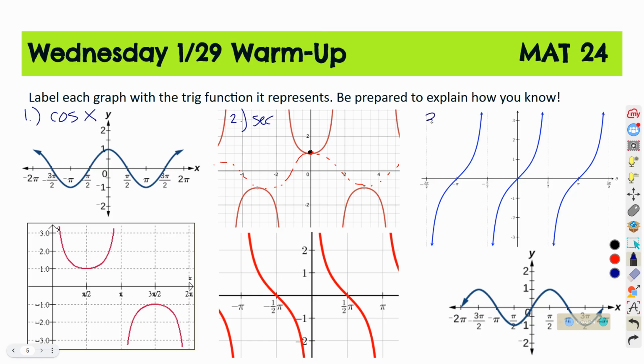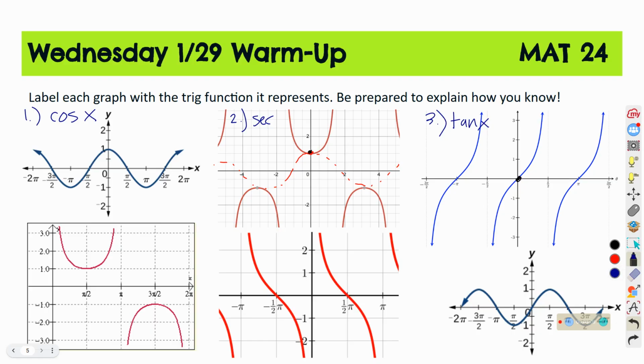All right, Emma. Next one. What is this graph here? That is a tangent. LD, how do you know it's a tangent? Very good. So it's that long S shape, and this guy has a y-intercept. Very good.